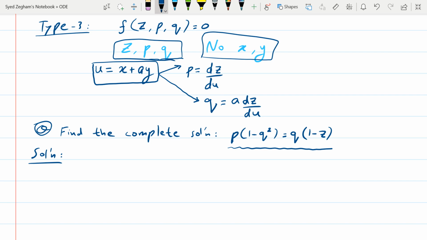Now, let us start. We will start with our u, which is equal to x plus a y, where a is some arbitrary constant. We have already written that using this expression we can find that our p will be equal to dz by du, and q will be a times dz by du.